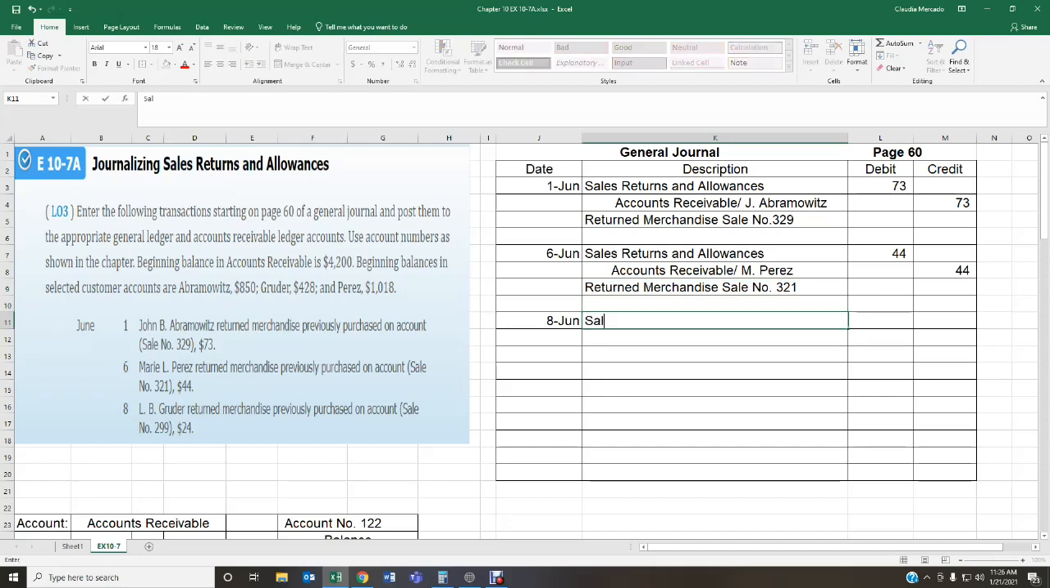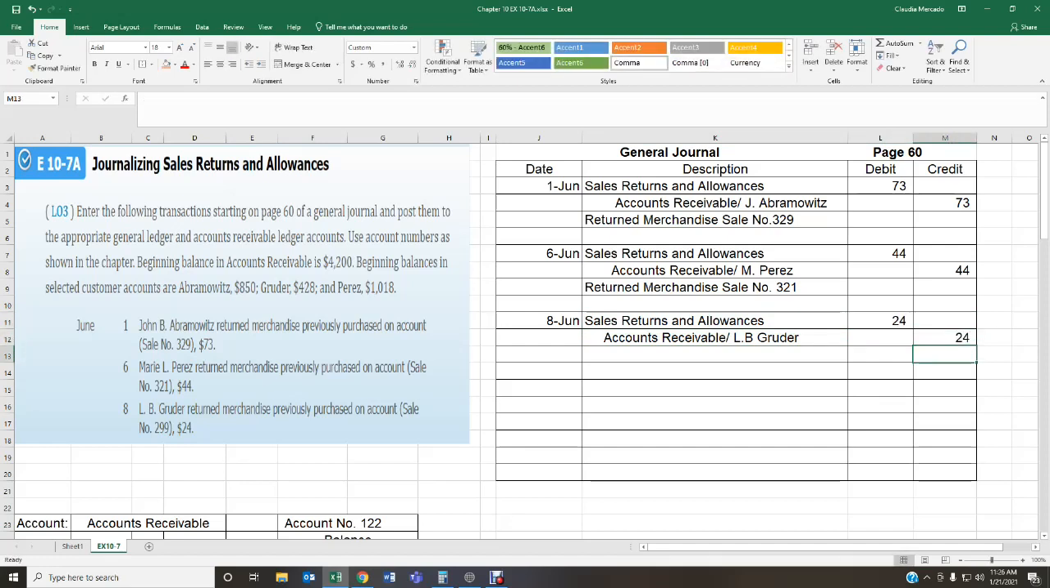On the 8th, we also have sales returns and allowances. Okay. And we're going to have our accounts receivable. And this is for LB Gruder. Okay. And the return for Gruder was $24. Okay. So those are the returned transactions that we have. Let's put a description here. We returned merchandise of sale number 299.